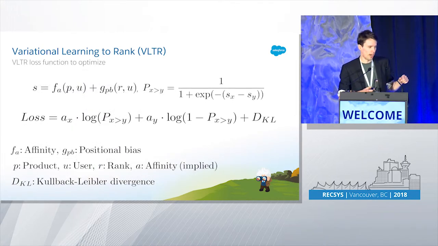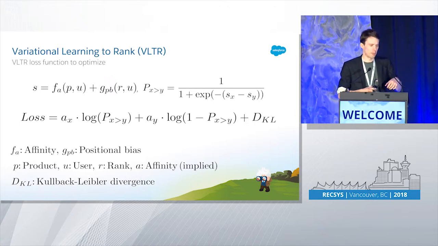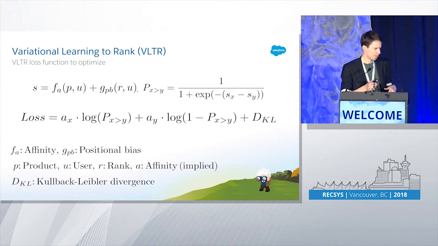We can write up the score again as a combination of the affinity to the product for this user and the positional bias, where we use the rank and the user context. We then have the probability that product X is better than product Y. We take the sigmoid of the scores to get that. And then we fit that into a cross entropy where we weight given the affinity to respectively product X and product Y. But then we add on the KL divergence so that we can optimize for the distribution and not just the point estimate.